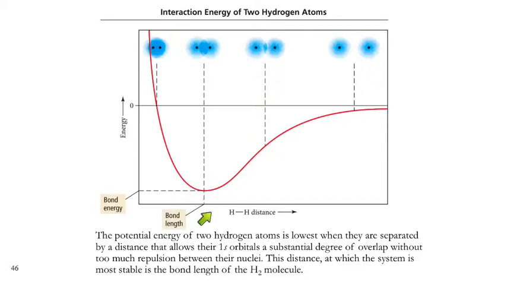So this is the predicted bond length for a hydrogen-hydrogen bond. It's the distance between the nuclei when the energy is at its lowest. And this is the bond energy. By getting together like this, their energy is lowered this much. The bond is forming, and in order to break that bond, you're going to have to exert this amount of energy to overcome that.